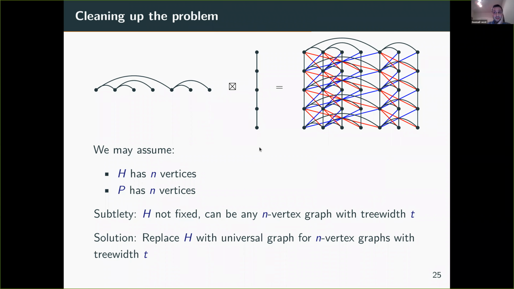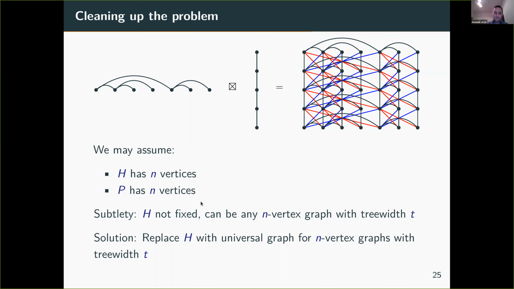But there is a subtlety here, which is that we are not fixing H. We are not taking one specific H, one specific graph of, say, tree width 8 times a path, and looking at the n-vertex subgraphs of those. Actually, we let H vary. We let it be any n-vertex graph with tree width t, and we want to handle all of those collectively. Right, so that's a small subtlety.